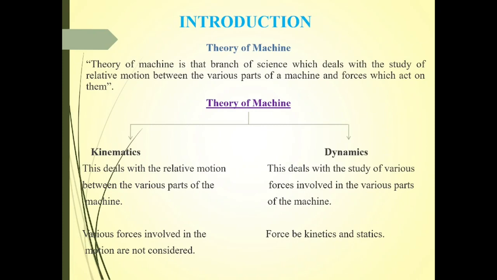In the subject, first, the theory of machines. The theory of machines is divided into two categories: one is kinematics, another is dynamics. The theory of machines is the branch of science which deals with the study of relative motion between the various parts of the machine and the forces which act on them.